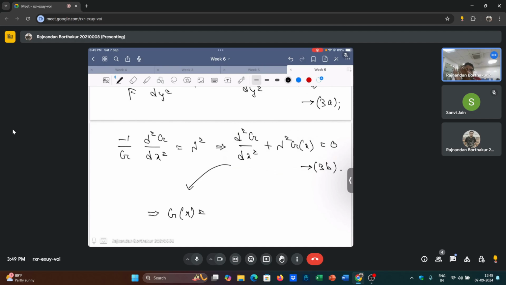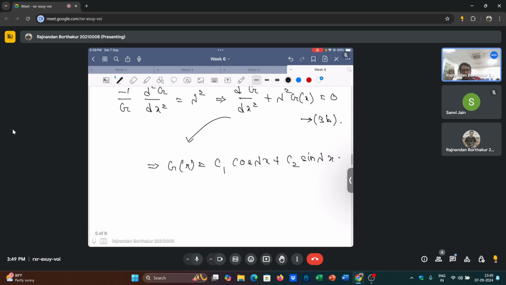Since it's second order, we'll have two roots for this characteristic equation, and these roots are then linearly superimposed to get the entire solution. I believe you have already gone through it, so we'll not do this in detail, but the solution of g of x can be written as c1 cos lambda x plus c2 sine lambda x.